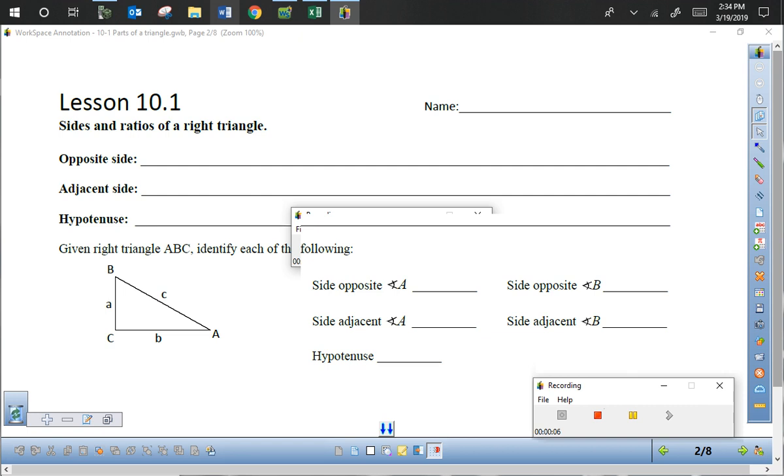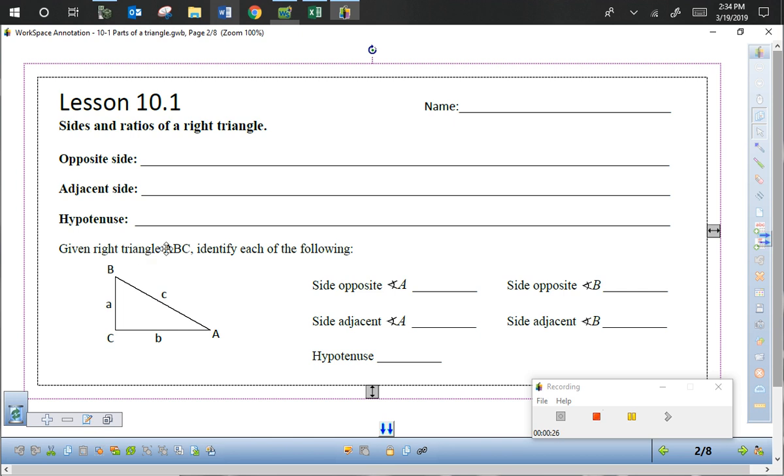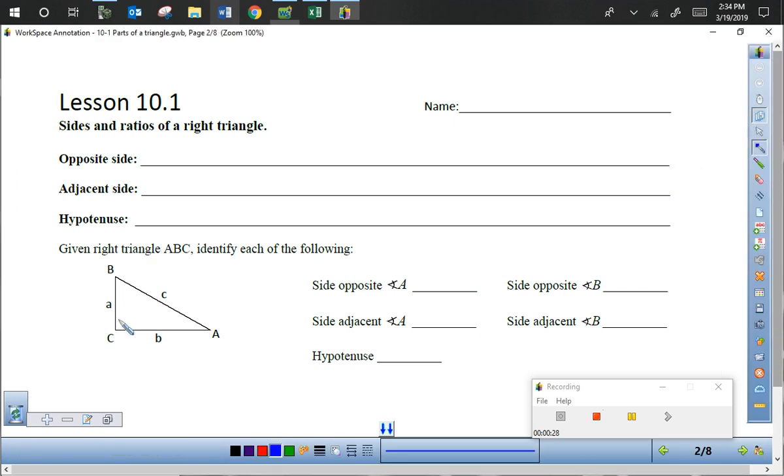Okay, so here we're given right triangle ABC, so let's go ahead and mark our right angle. We know some things already. We've got three different pieces here: the opposite side, the adjacent side, and the hypotenuse. Hopefully you know the hypotenuse has to be the side across from the right angle in the picture. So we're going to start with the definition there.